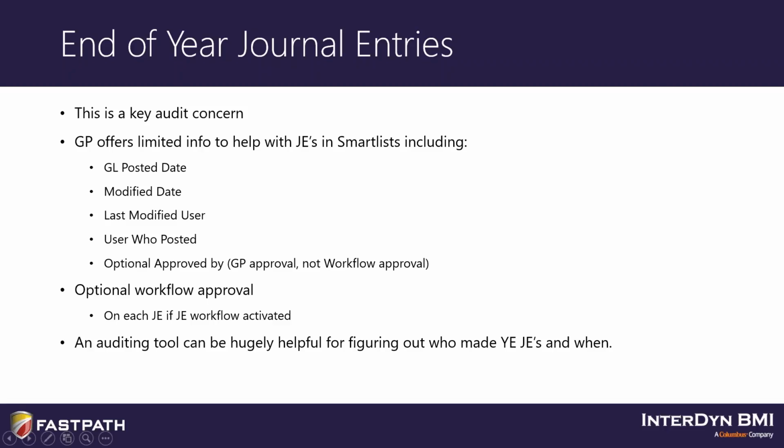And then also an auditing tool can be hugely helpful for figuring out who made year-end journal entries and when. Because again, that auditing tool is going to track some of that information that you might not necessarily get. For example, in GP, you really can't track who created the journal entry. It's going to show you who posted it and the last modified user, which, if the person who posted it has changed it in any way before they posted it, it's going to be one and the same, but you'll never know who originally created that journal entry. So an auditing tool can be helpful there.